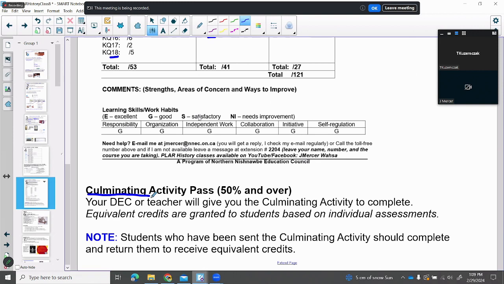Some students have still not passed or returned their culminating activity, and I know I have sent it to the students. So you might have received a reminder to say, please send it back. So try to send it back if you have a copy. DECs will also be contacting you to remind you to submit the culminating. Remember, you cannot receive the equivalent credits. Even if you complete all the lessons, you will not receive the equivalent credits unless you submit the culminating activity.